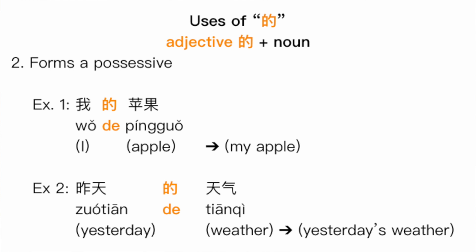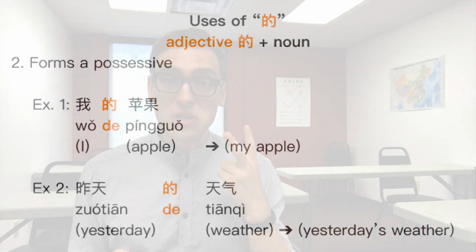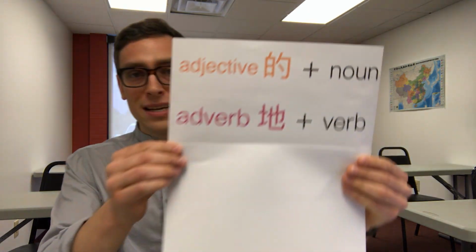It doesn't have to be a pronoun though. So let's take another noun. Yesterday, right? 昨天. If we add this possessive de on the end here, it's kind of like adding that apostrophe s we have in English. 昨天的天气. Yesterday's weather. All right. So the second usage of de you'll come across here is that it forms a possessive. All right, let's move on to our second de.